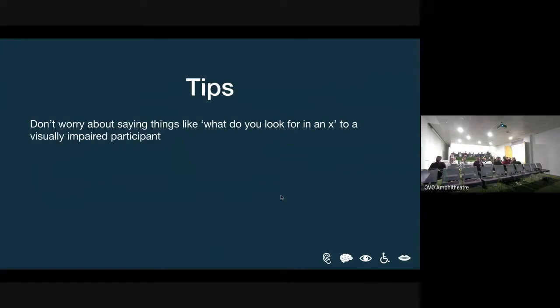Don't worry about saying something stupid, or thinking, oh my God, I shouldn't have said that. So for example, what do you look for in a web page, to a visually impaired person? Because it's a turn of phrase. It's like, oh, is that the way we say it? Everyone says it, it's fine. So don't get caught up in saying the wrong thing, or get yourself all anxious about it. Just say stuff, and if it's a problem, people will say, and you don't do it again.